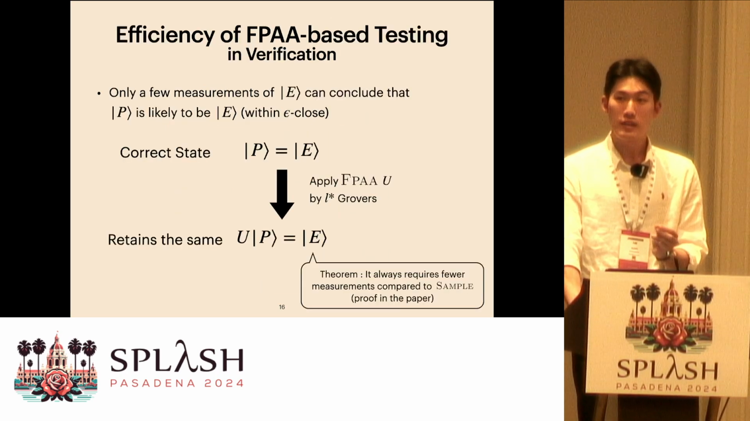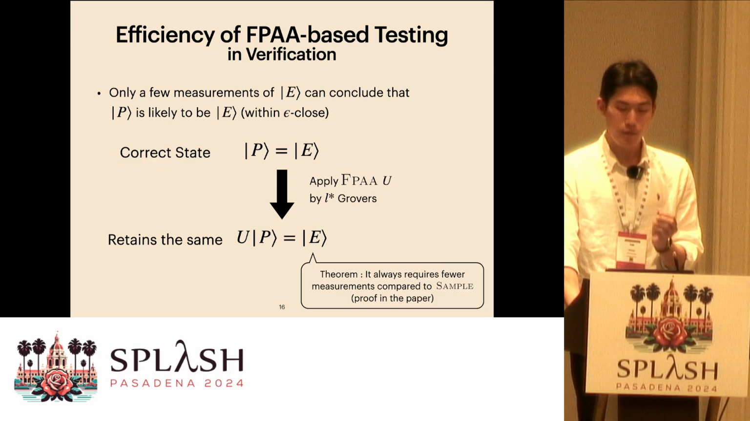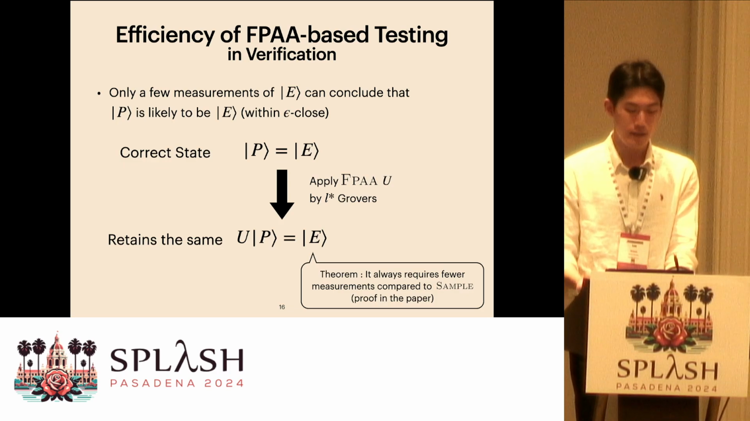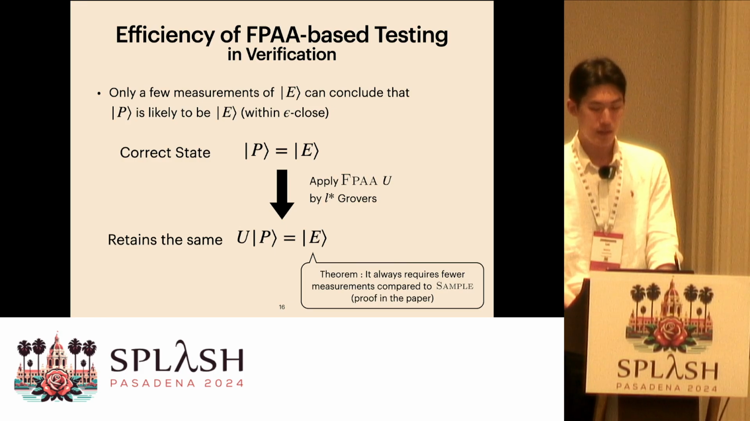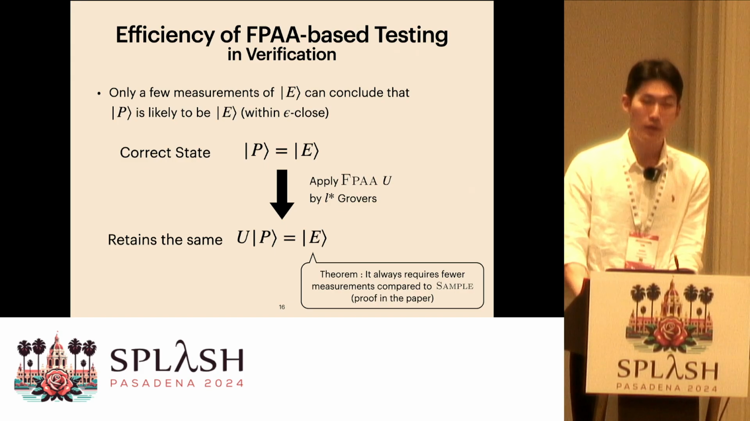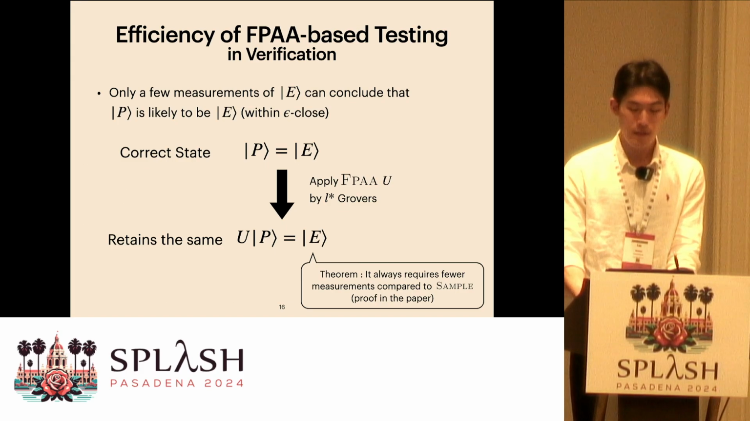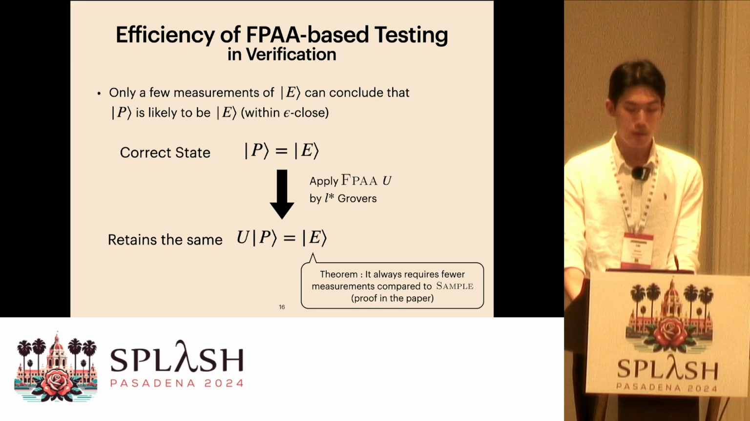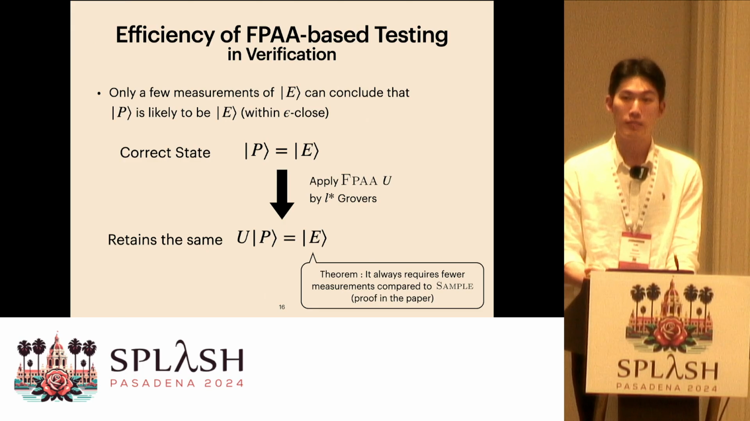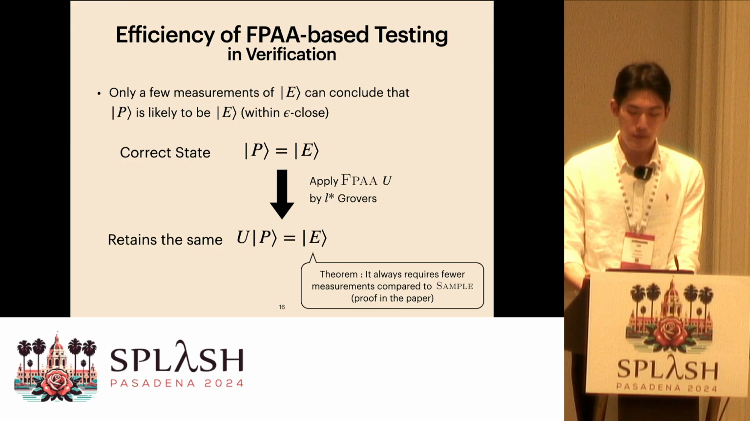In the verification process, we only need a few measurements because we amplified the probability of detecting the error state, eBootCat, if it exists. Additionally, the program state is also preserved if no bug is present. Therefore, by utilizing FPAA, it requires fewer measurements compared to the naive sampling method, making it more efficient in terms of measurement requirements.